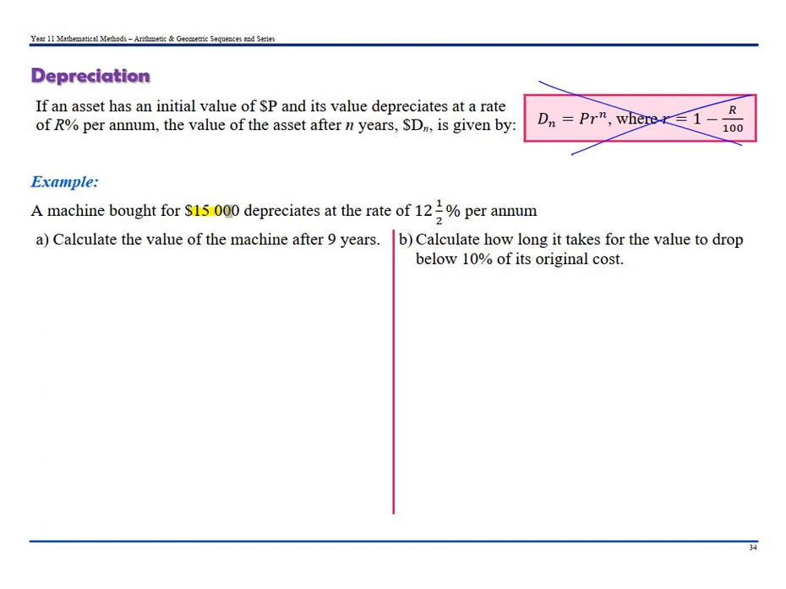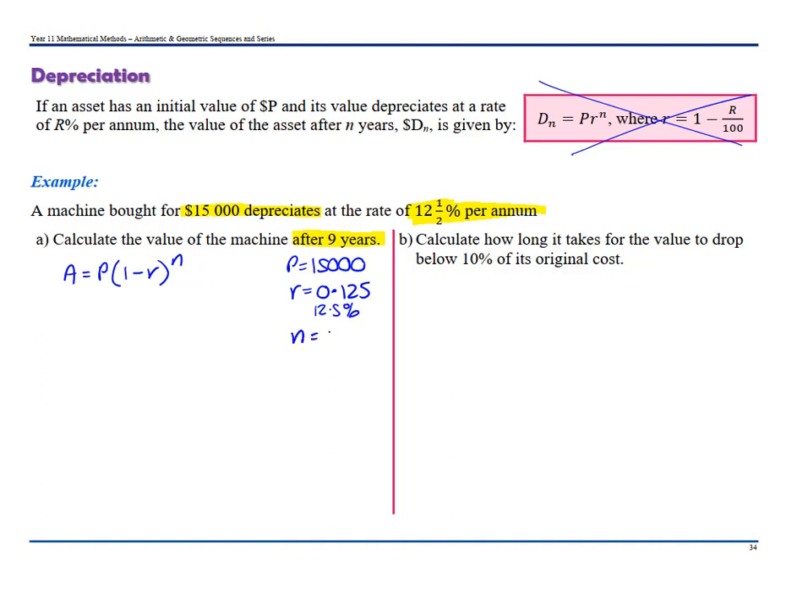So a machine bought for $15,000 depreciates at a rate of 12.5% per annum. Calculate the value of the machine after 9 years. So all you have to think about here, it's going down per year. So whereas our formula for compound interest was P(1 plus R), we're going to do P(1 minus R) to the N. It's the only difference. So P is 15,000. Our R is 0.125 because it's 12.5%.